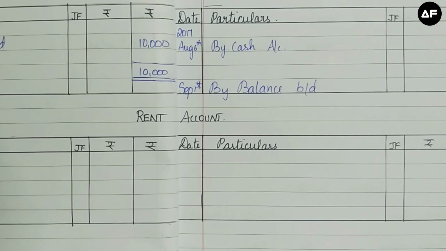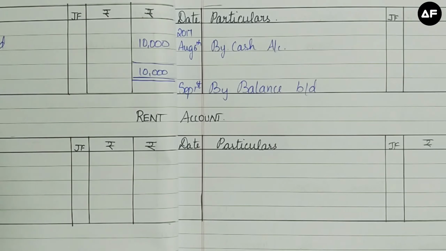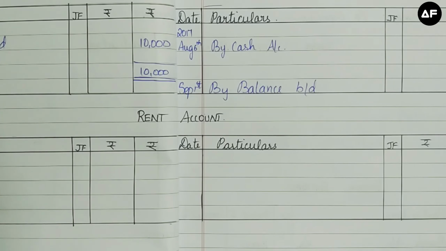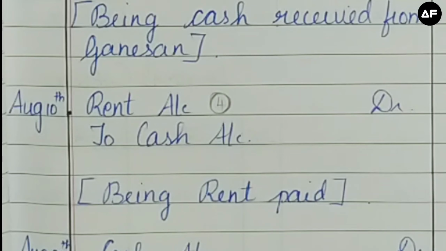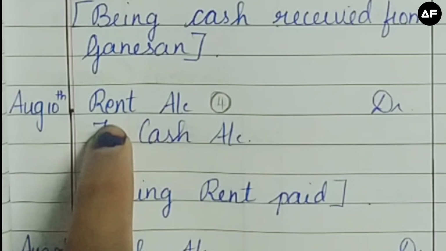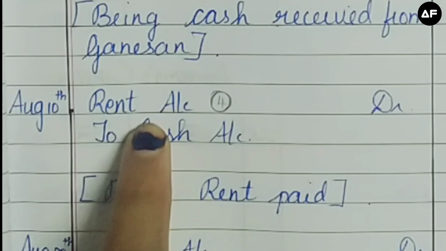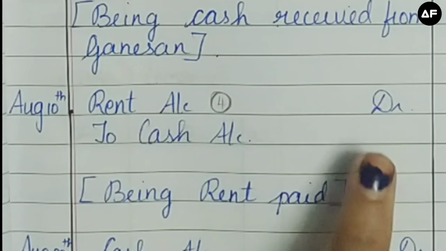According to our list, our next account is going to be a rent account. For the rent account, all the particulars are ready. Let's move into the journal entries and find out. According to the journal entry, we have only one transaction with rent. In that, rent account is being debited.